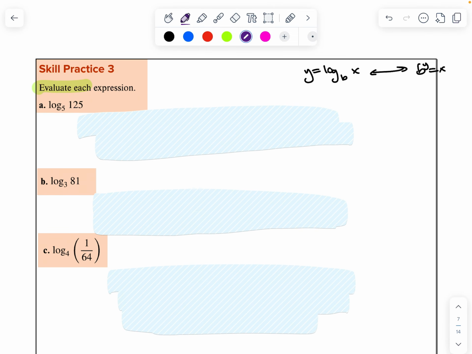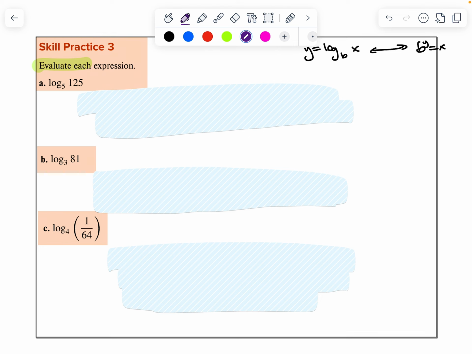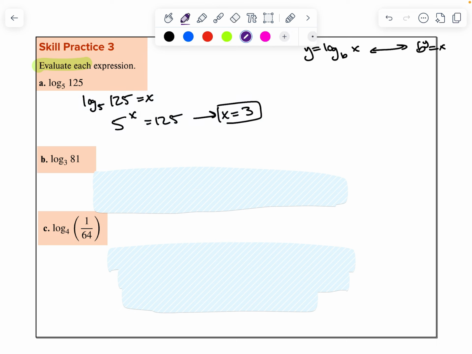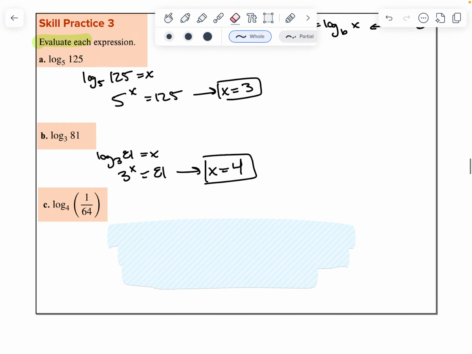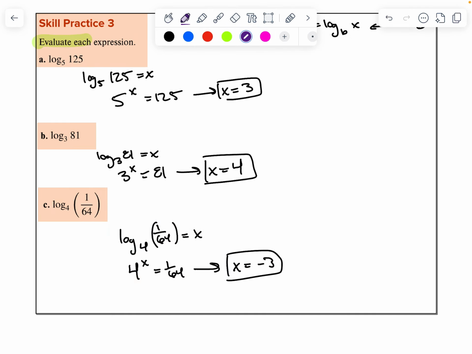Here's an opportunity for you to try some of these. I would pause. I'm going to count to 5 before I unfreeze. On this first one, if I set it equal to x, 5 to the x is 125, x is 3. In the second one, set it equal to x, 3 to the x is 81, then x must equal 4. That's again just guessing and checking in the calculator. The third one, the same way. We know we're going to get a negative number because we ended up with a fraction, but 4 to the -3 is 1 over 64, so x must be -3.